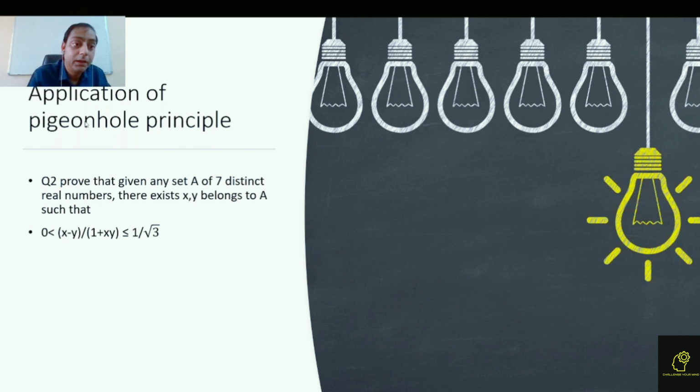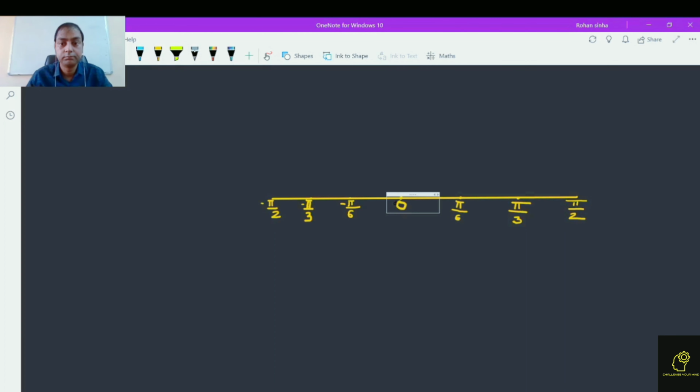Now the second question, an application of the pigeonhole principle. Prove that for any set A of 7 distinct real numbers, there exist x and y belonging to A such that (x minus y) divided by (1 plus xy) lies between 0 and 1 by root 3. Now I am going to solve this problem by using the concept of the pigeonhole principle.